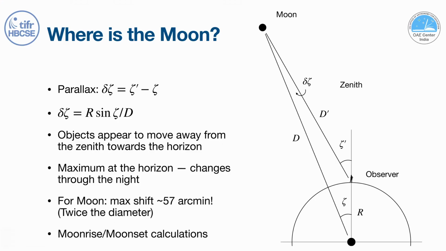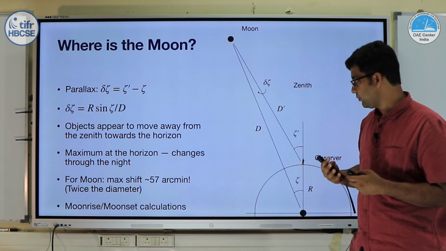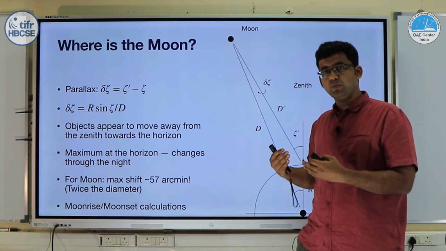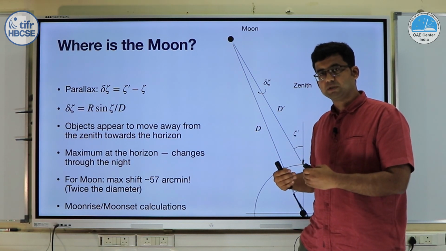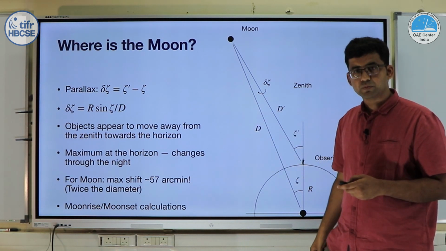For the moon, for example, the maximum shift when it is close to the horizon is about 57 arc minutes. This is huge. This is twice the diameter of the moon itself. What that means is that moonset and moonrise calculations need to be corrected for what you observe as sitting on one location on the Earth versus the center of the Earth.